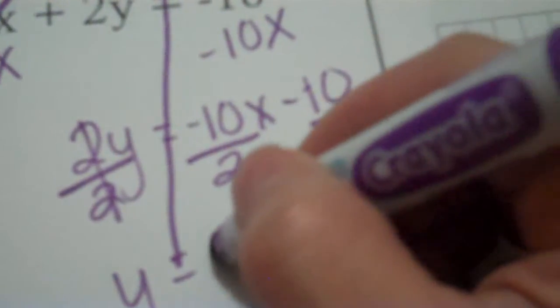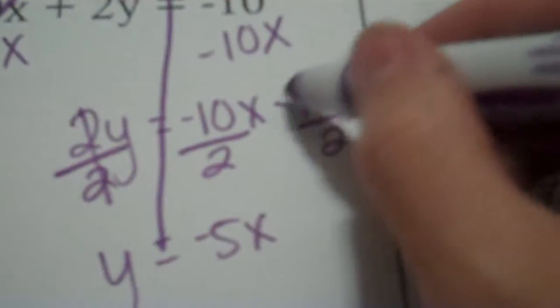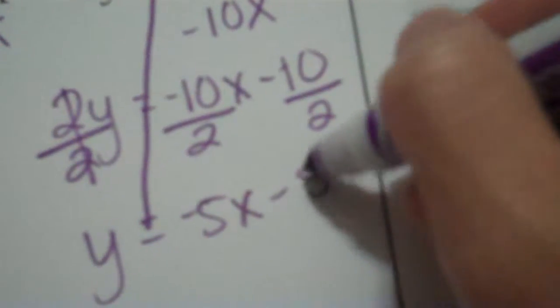Okay? So y equals negative 10 divided by 2 is a negative 5x. Negative 10 divided by 2 is negative 5. Okay? So this is the equation. And I'm going to show you a couple things that you can do with this. First of all, the slope here is a negative 5.